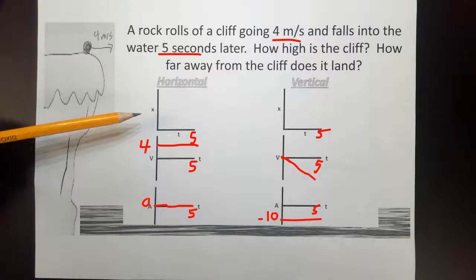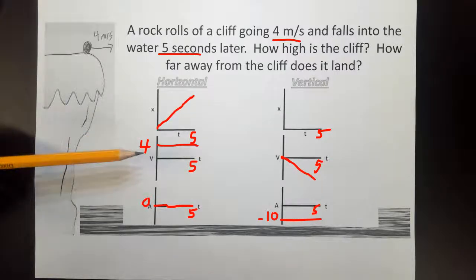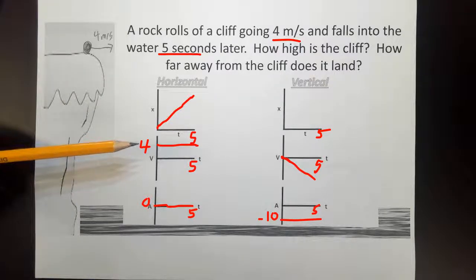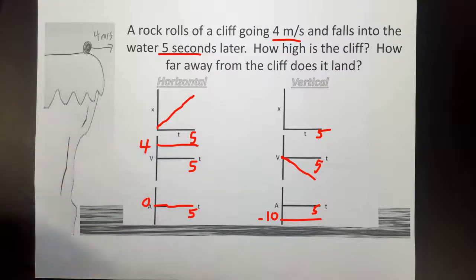Now let's go over to the horizontal position graph. If you have a constant velocity, this would be a straight line, and the slope of this line should be 4. And we'll assume that's the case.